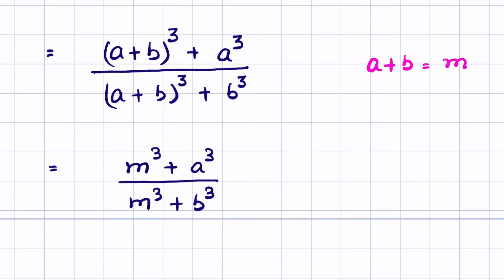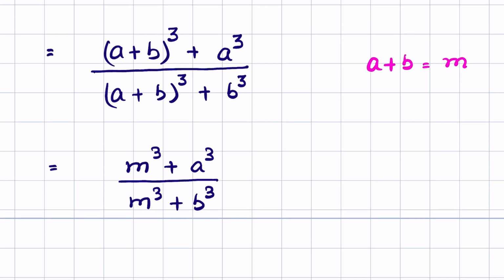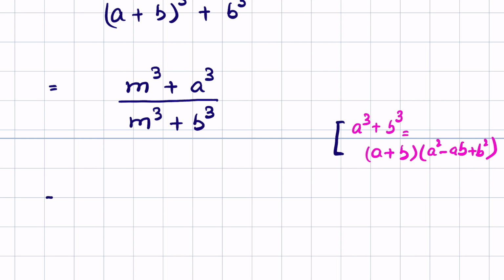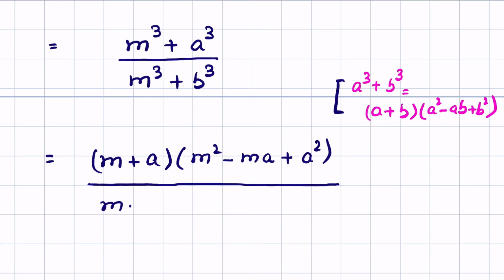Now this is in the form of an algebraic expression, A cube plus B cube, and the formula is (A plus B) bracket A square minus AB plus B square. So this we can write as (M plus A) bracket M square minus M times A plus A square upon (M plus B) times (M square minus M times B plus B square).